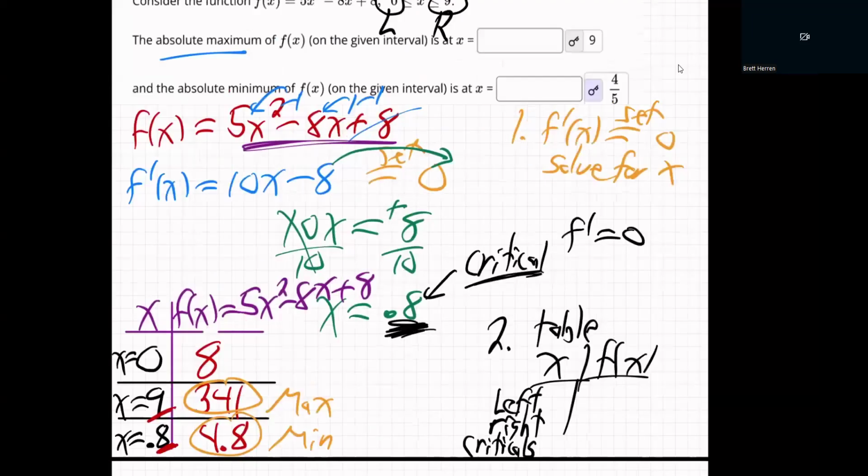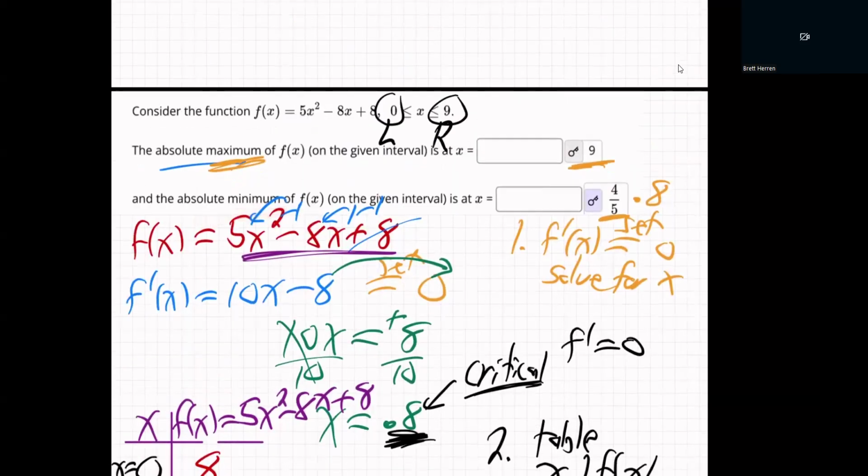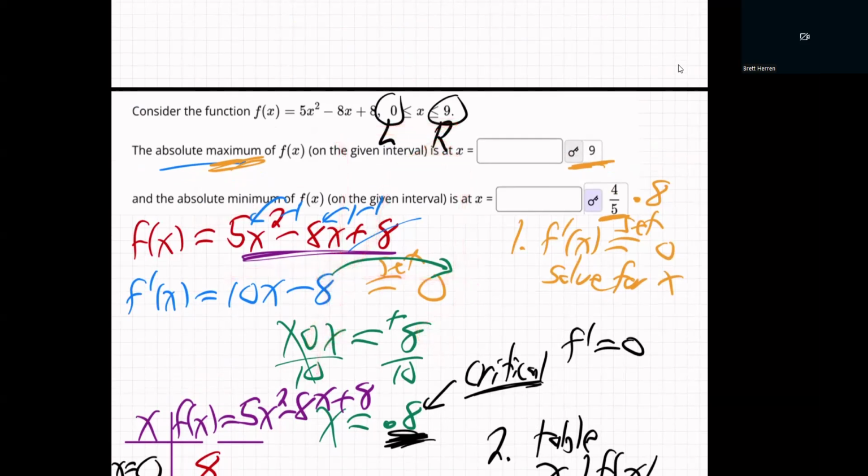So we say at x equals 9 is the max, right? And at 4/5, which is the same as 0.8, you can do decimal or fraction, that's where the minimum occurs. Yeah, so that's how you do it. When you want to find the overall highest and lowest values of a function on an interval, here going from 0 to 9, you have to find the max or the min in the middle, but you have to check the two endpoints because those might be different as well. So that's all you have to do.